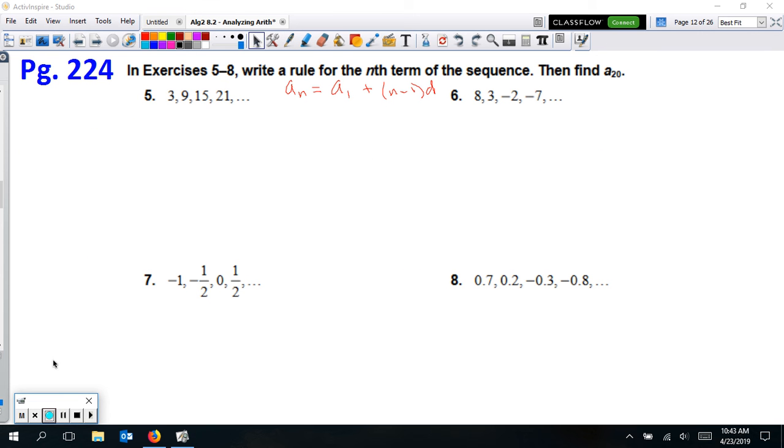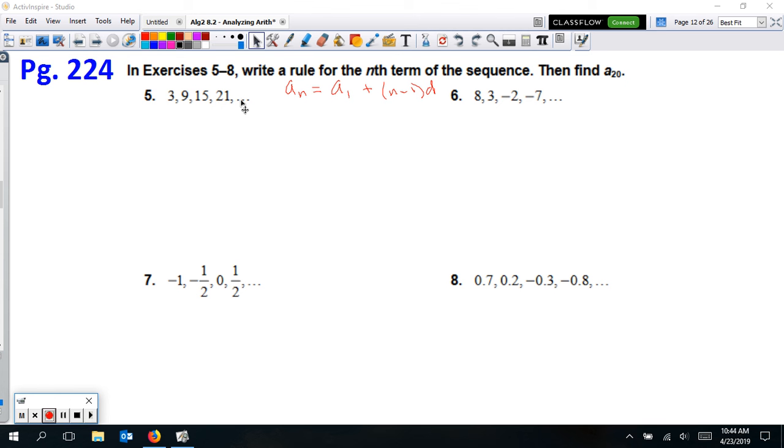Okay, so back to page 224, the next 4 problems in the extra practice. They want us to write a rule for the nth term of the sequence and then find a of 20. That means the 20th term. So they give us on this one the first 4 terms in our sequence.